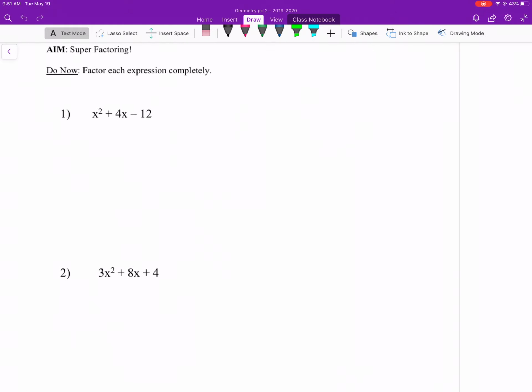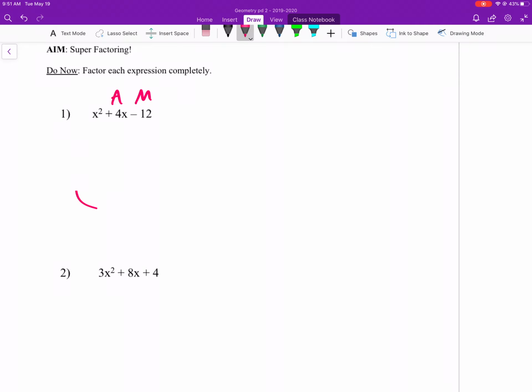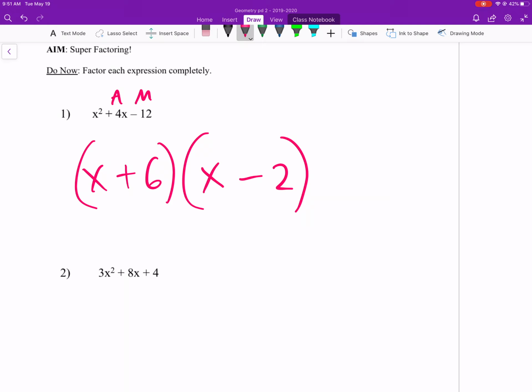We have a nice trinomial, x squared plus 4x minus 12. Nice standard AM. What two integers are going to multiply to negative 12 and add to 4? Hopefully you're thinking about it or pausing the video. That would be a positive 6 and a negative 2. And remember, we just throw our x in front now. So we have x plus 6 and x minus 2. Can you factor anything else further? The answer is no. You're all done.